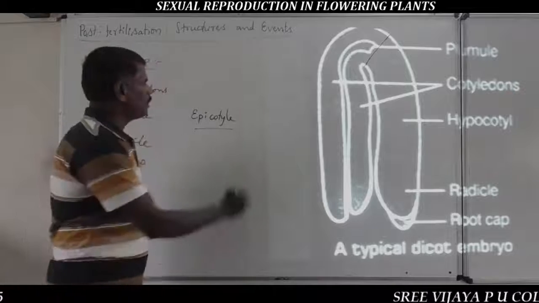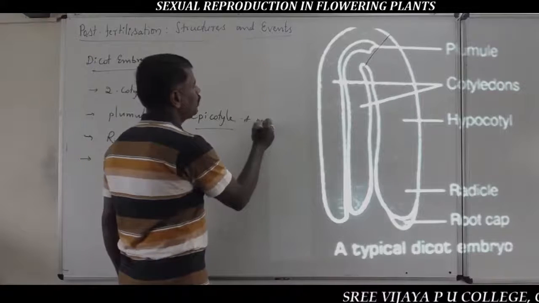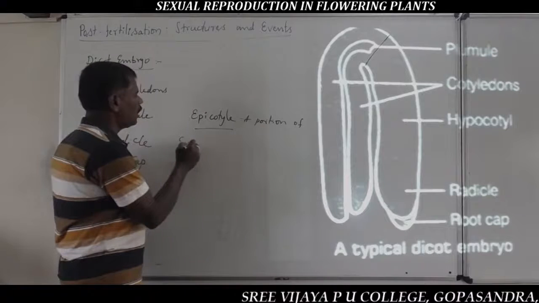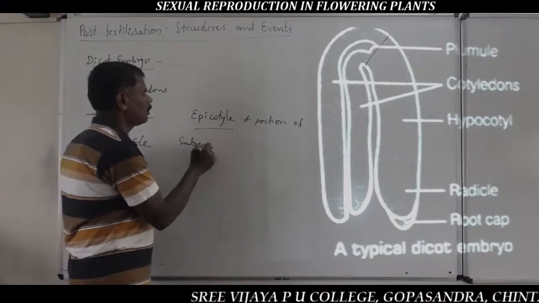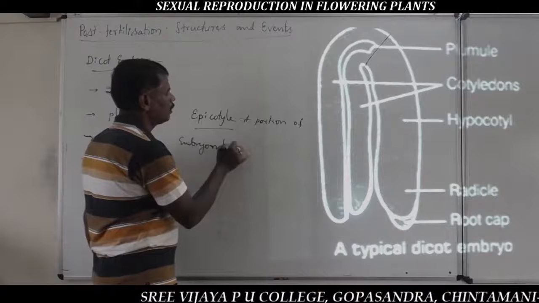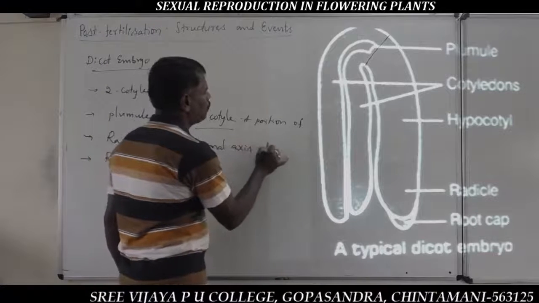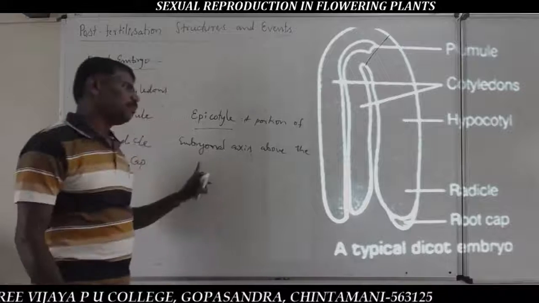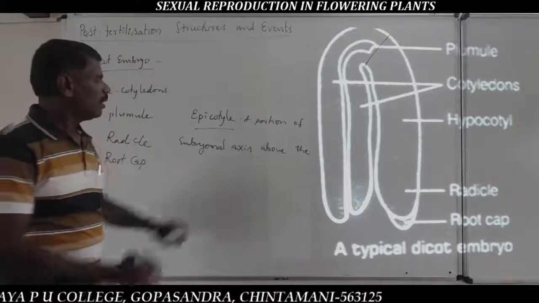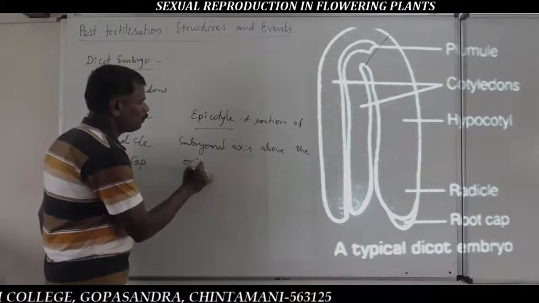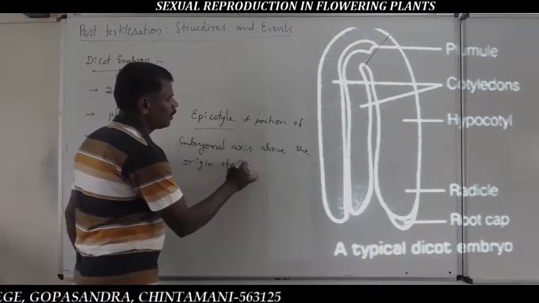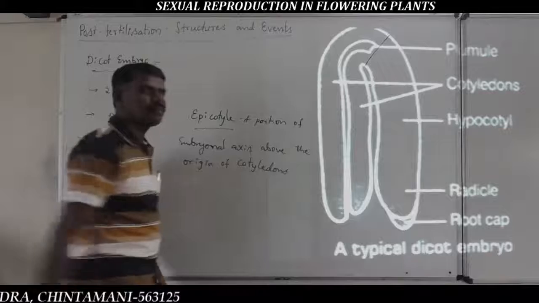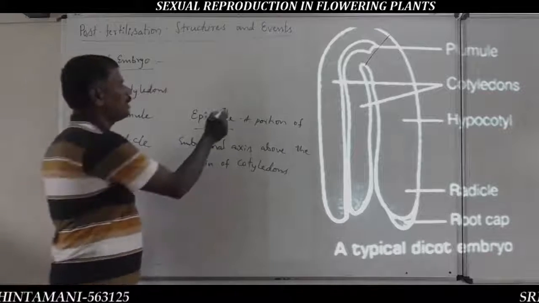the portion of the embryonal axis above the level of the cotyledons is called the epicotyl. Epicotyl is nothing but the portion of the embryonal axis above the origin of the cotyledons. So it is called epicotyl.